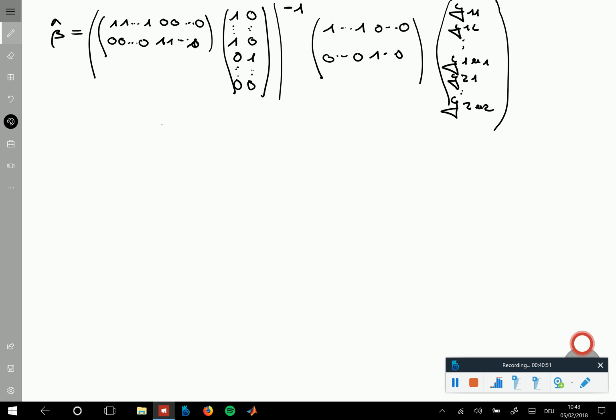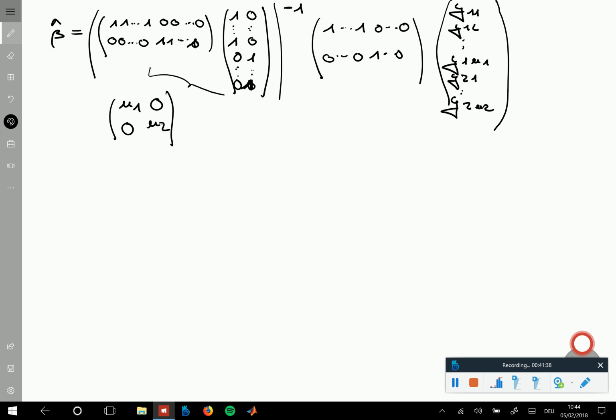Now, if one does that, what you see is, if we're looking at this part first, you multiply ones with ones and add them up, so you get n1. Then you multiply ones with zeros and zeros with ones, so you get 0. Here you're multiplying zeros with ones and ones with zeros, so you again get 0. And for the final entry you multiply zeros with zeros, but then n2 ones with ones, and you add them up, so you get n2.